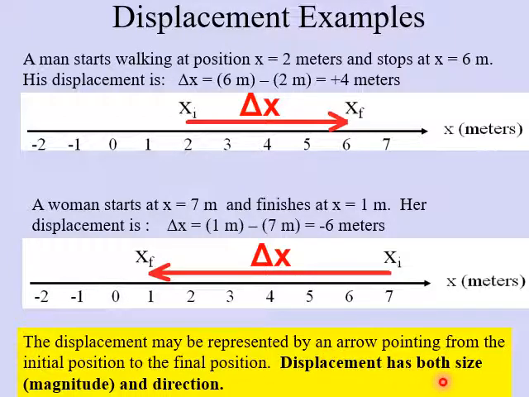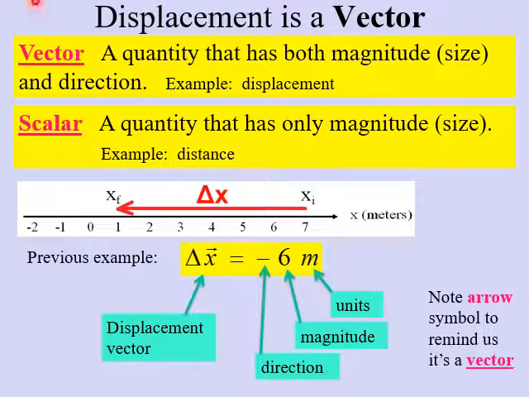Displacement tells us two things. It has a size or magnitude, in this case the distance or the length of the arrow, and it also has a direction. The arrow tells us which way the displacement points. What we've just seen is our first example of what is called a vector. So displacement is a vector quantity. So what is a vector? A vector is a quantity that has both magnitude and direction.